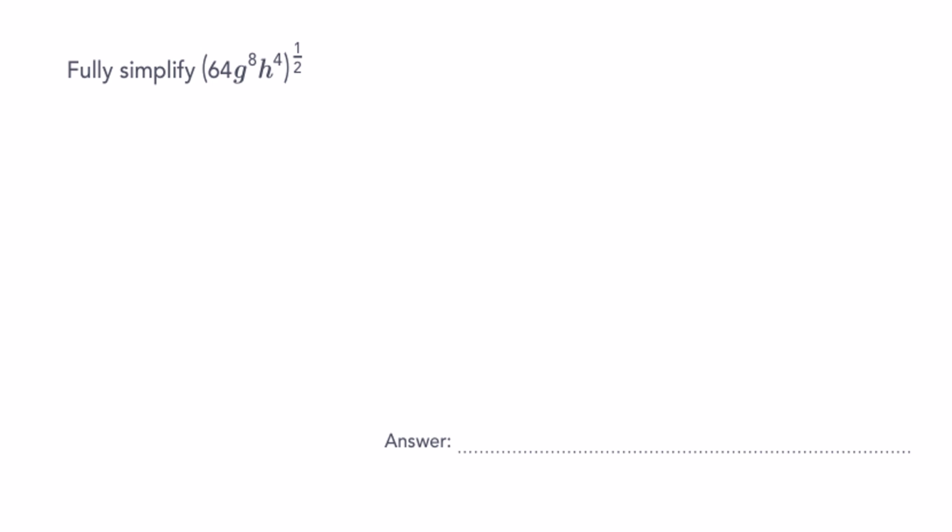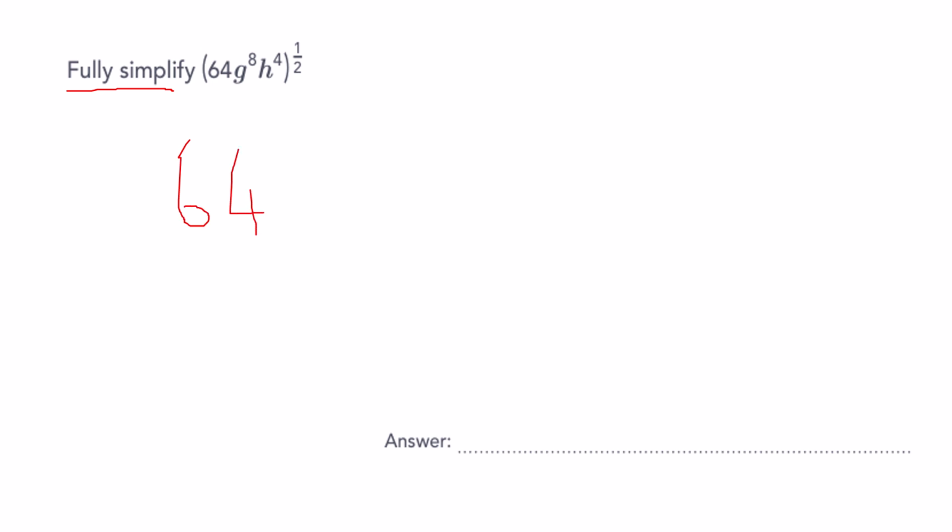Okay, folks, year 11. We're asked to fully simplify in brackets 64 g to the power of 8, h to the power of 4, all raised to the power of a half. So power of a half in maths means square root. So here I'm going to do 64 to the power of a half.